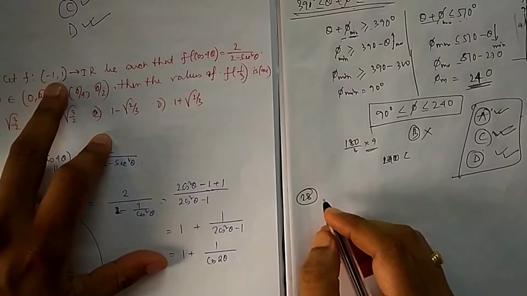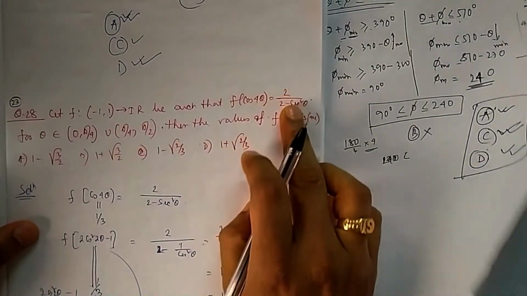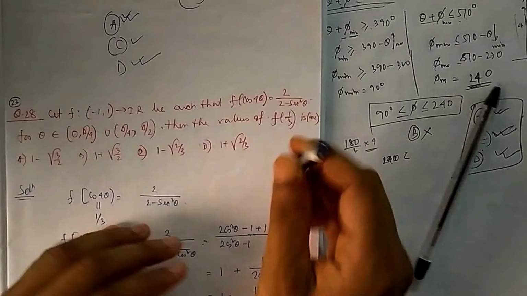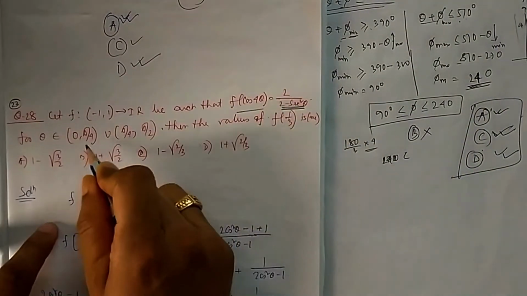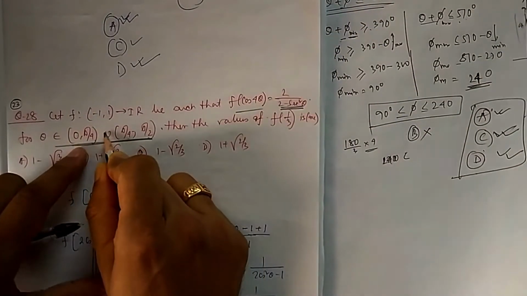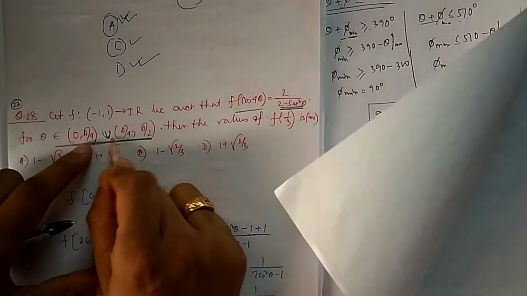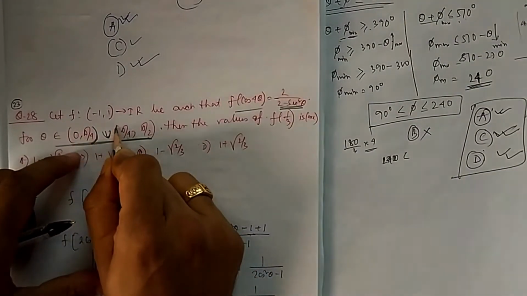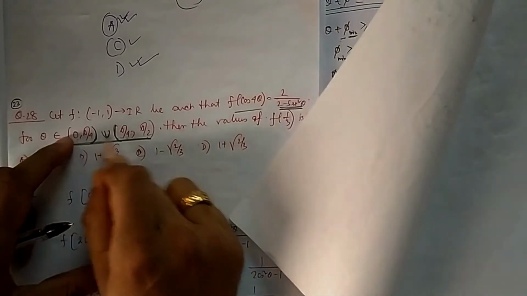If x is between minus 1 to 1, such that cos 4 theta is equal to 2 by 2 minus x square, they have given. And your theta lies between 0 to pi by 4 union pi by 4 to pi by 2. Why have they given this break point? Pi by 4 cannot be included, because you can see in the third bracket they have broken it from 0 to pi by 4, then pi by 4 to 90. They have not given directly 0 to 90.